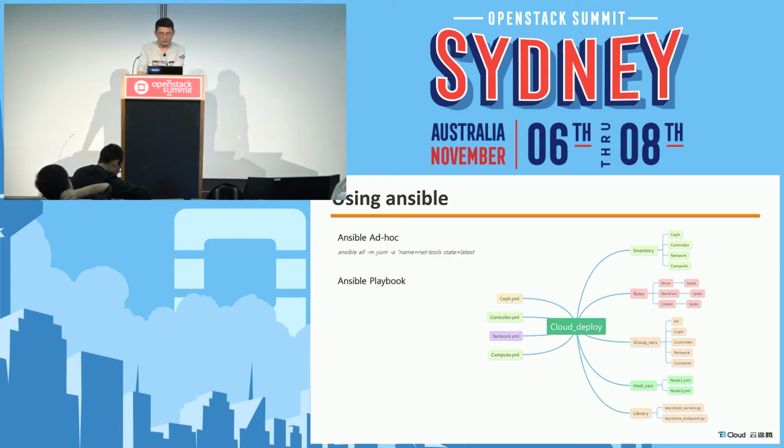The 4 YAML files are plays. Each play describes the relationship between hosts and their roles. We divided the deployment into 4 sections: safe, controller, compute, and network. So we just need to run the 4 playbooks one by one to do OpenStack deployment.